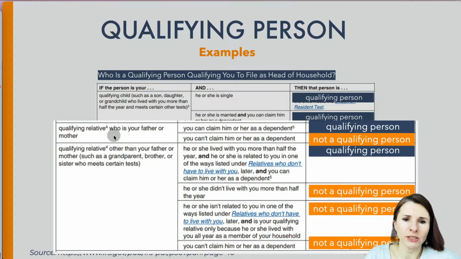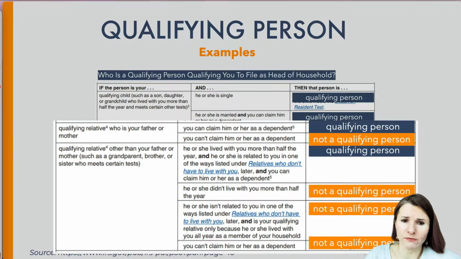If it's a qualifying relative, who is your father or mother, and this is a specific situation we talked about, they don't have to necessarily live with you, but you can still, in some situations, claim them as a dependent. If you can claim them as a dependent, they're a qualifying person, but if you can't claim them as a dependent, they're not a qualifying person, which is kind of like duh, right? But okay, now the next example is more complicated.